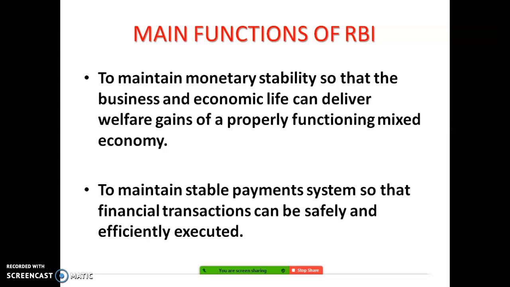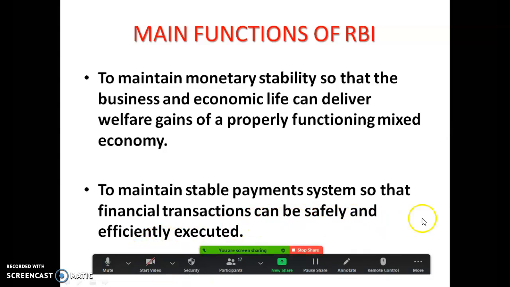So first, to maintain monetary stability so that business and economic life can deliver welfare gains of a properly functioning mixed economy. So they are going to maintain monetary stability. It means the business and economic life can deliver welfare gains of a properly functioning mixed economy. To maintain a stable payment system so that financial transactions can be safely and efficiently executed.